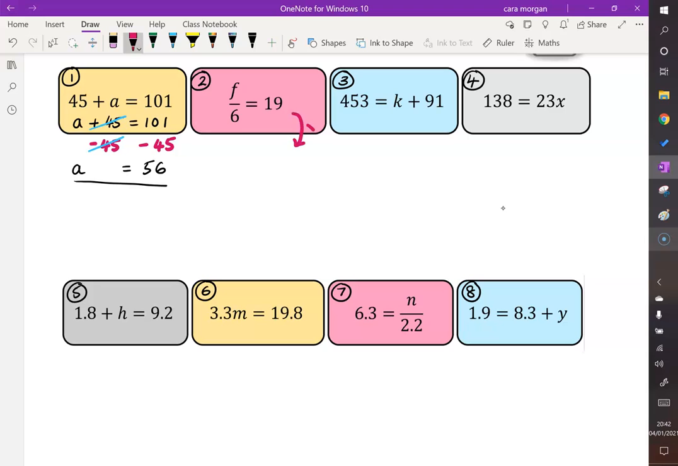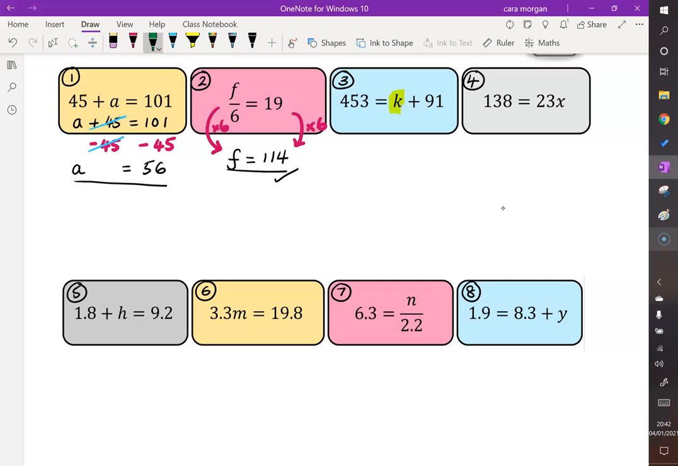So if I can multiply both sides by 6, that's the opposite of dividing by 6. So I think f must be 19 multiplied by 6, which is 114. I might just quickly check that 114 divided by 6 gives me 19, and if it does, I can mark it as correct.